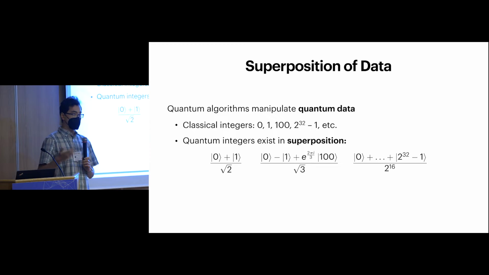So to understand how on earth we can possibly have a notion of data structures that operate under superposition, first we have to talk about what quantum data is and how a quantum algorithm processes it.